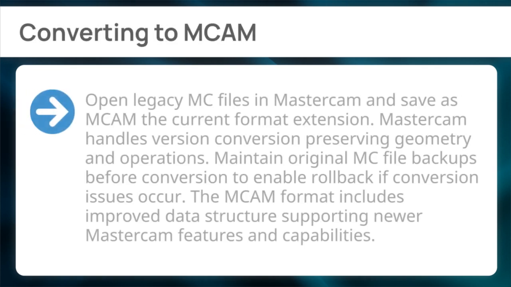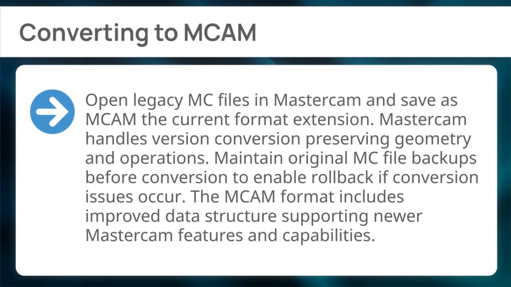Next, converting to MCAM. Open legacy MC files in Mastercam and save as MCAM, the current format extension. Mastercam handles version conversion, preserving geometry and operations. Maintain original MC file backups before conversion to enable rollback if conversion issues occur. The MCAM format includes improved data structure supporting newer Mastercam features and capabilities.